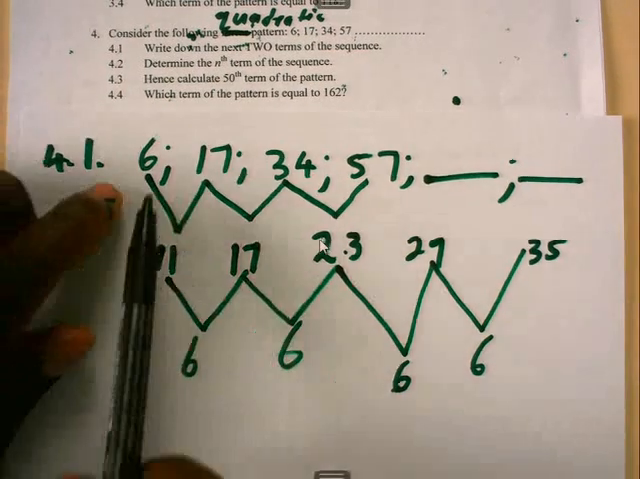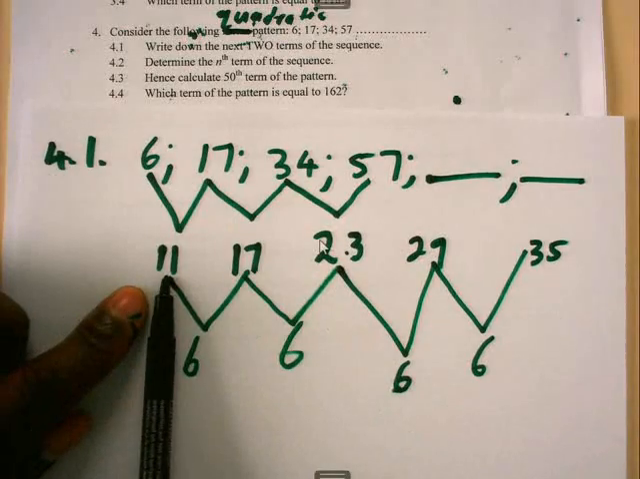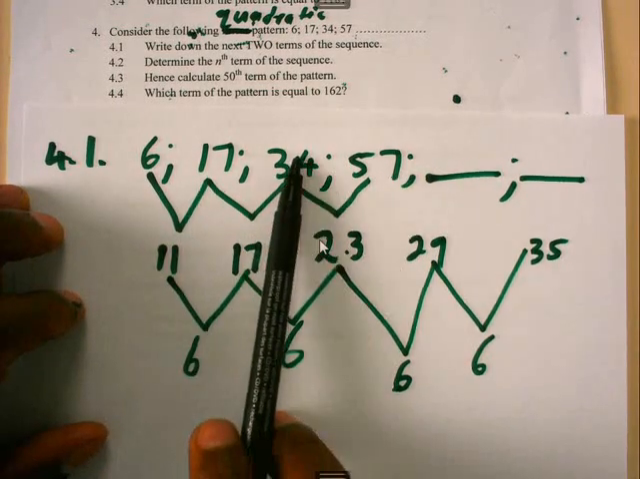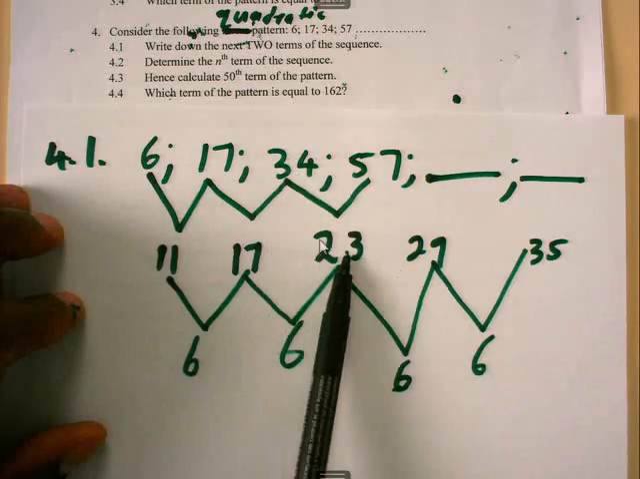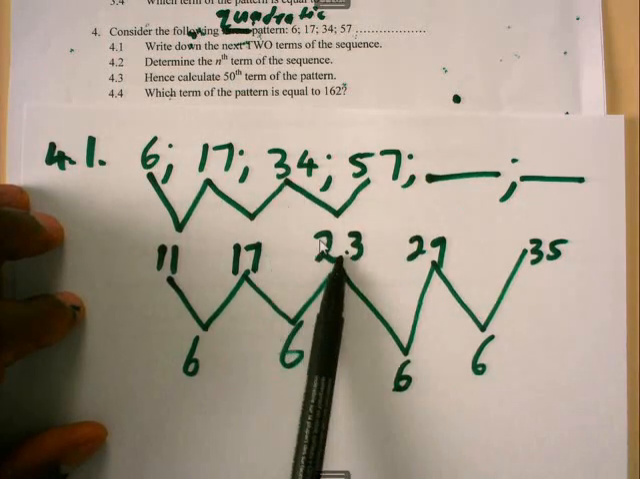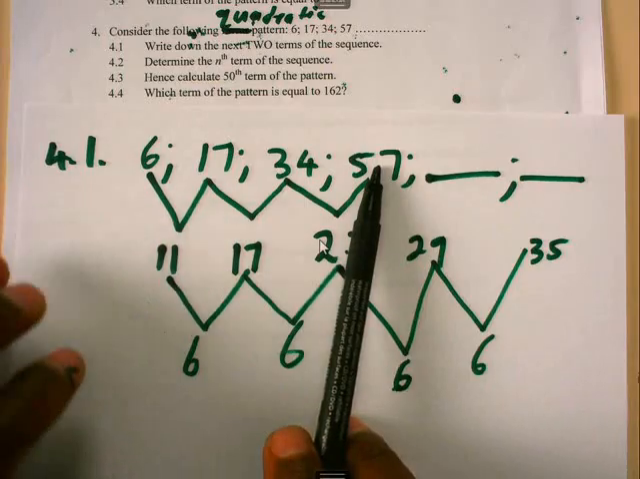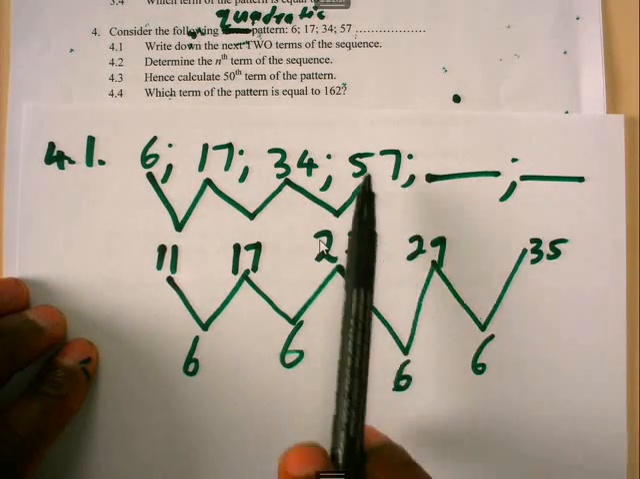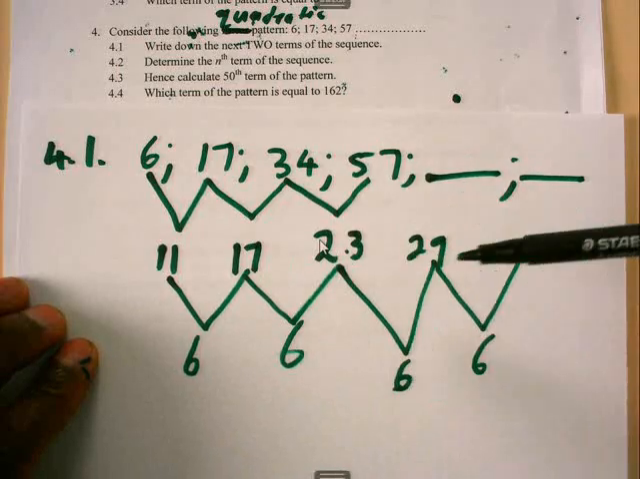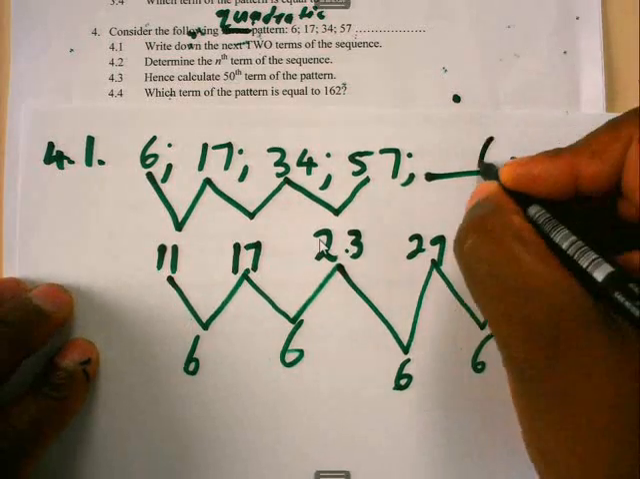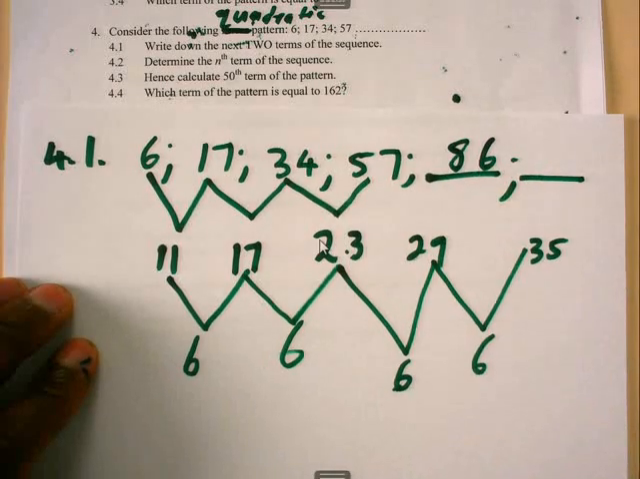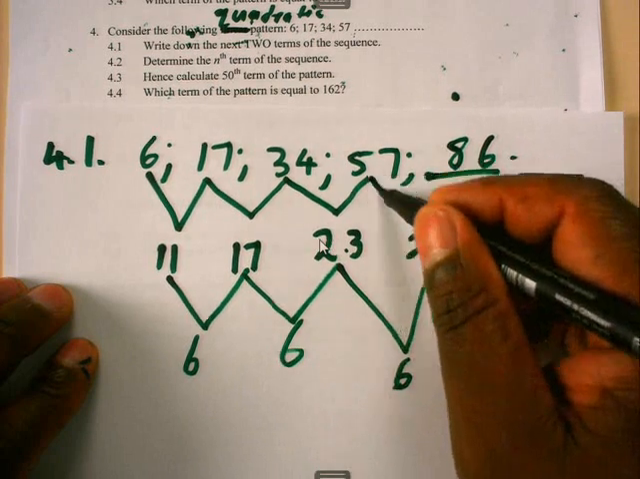Check. 6 plus 11 is 17. 17 plus 17 is 34. 34 plus 23 will give you 57. Now we say 57 plus 29. Let's add them together. 9 and 7 will give you 16, 6 carry 1. 5 plus 2 is 7, plus that one is 8. So it means the next term will be 86.